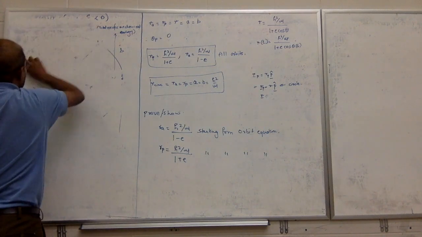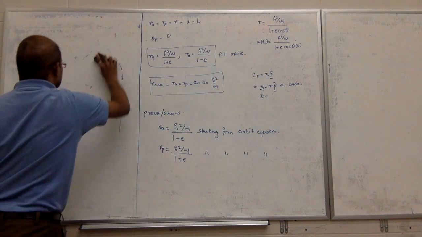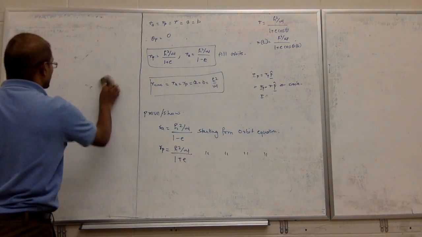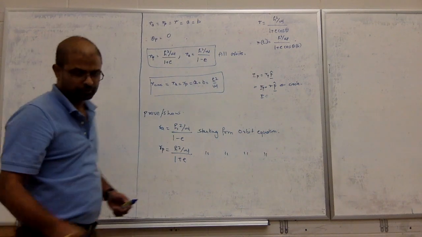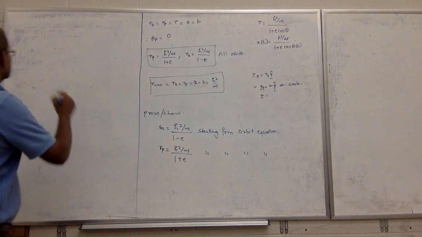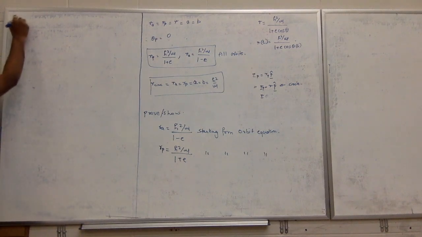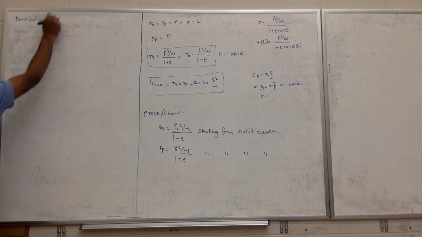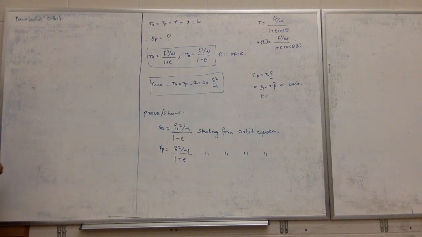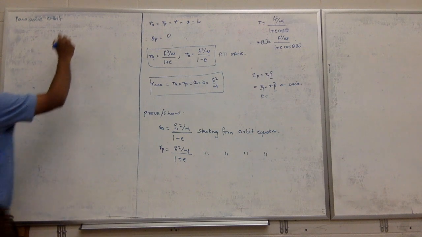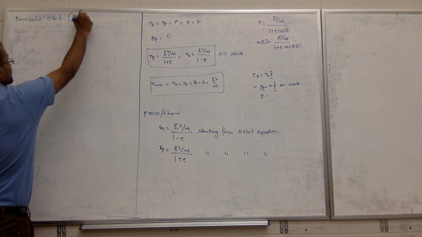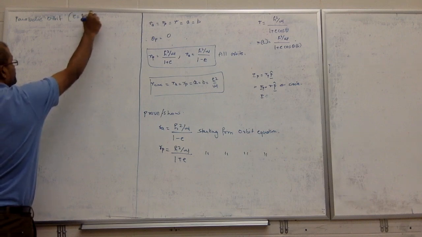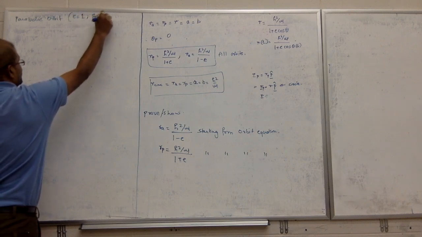All right. So let's look at the parabolic orbit. What do you know about the parabolic orbit? Epsilon is 0.